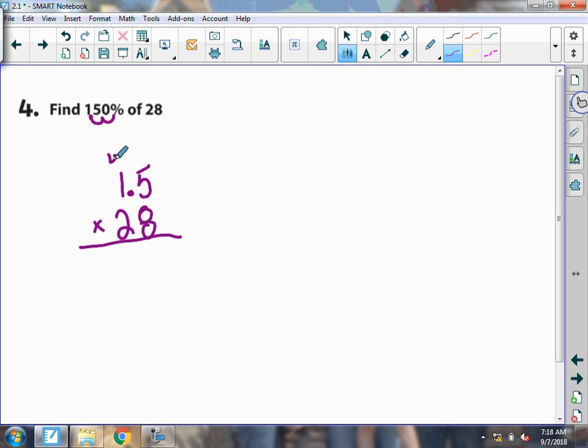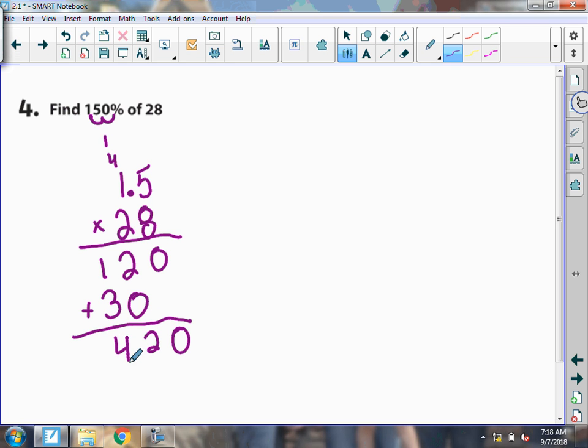8 times 5 is 40. 8 times 1 is 8. Plus 4 is 12. 2 times 5 is 10. 2 times 1 is 2. Plus 1 is 3. So 0 plus 2 is 2. 3 plus 1 is 4. How many decimal places do I have? I just have 1. So 150% of 28 is 42.